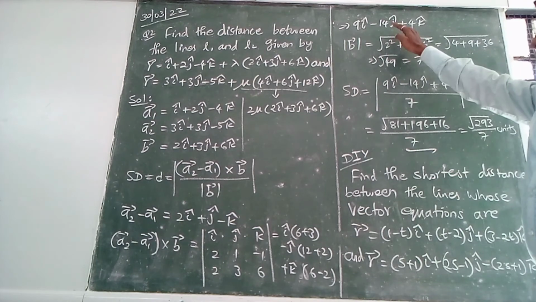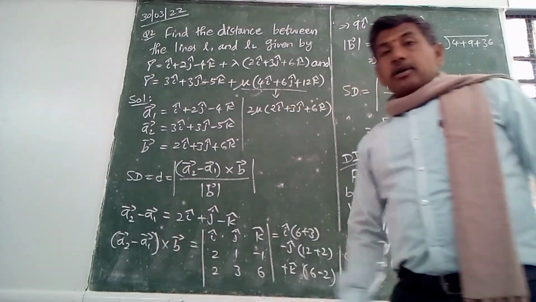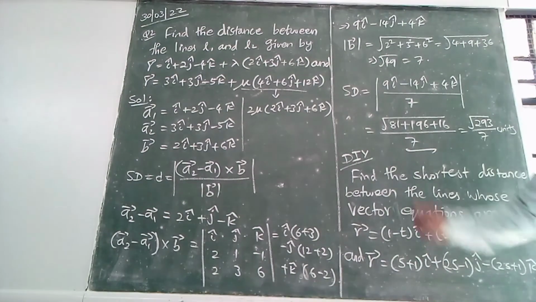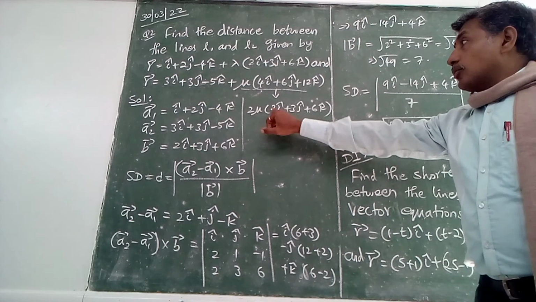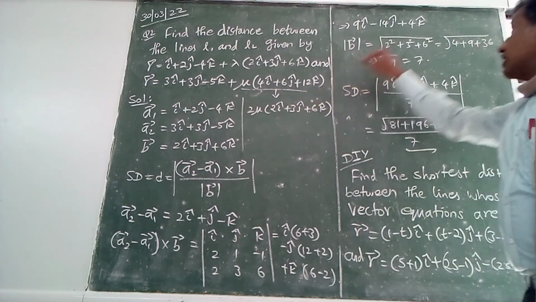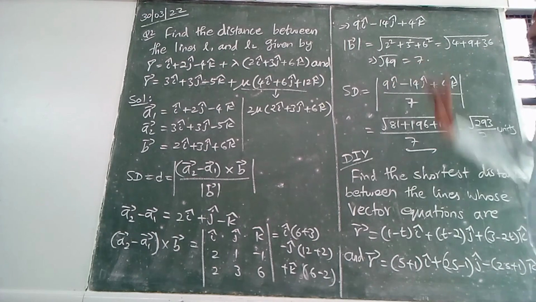This is A2 vector minus A1 vector cross product B vector. Then the magnitude of B vector, we have to find it. So 2 square plus 3 square plus 6 square: 4 plus 9 plus 36. So root 49, that is 7.